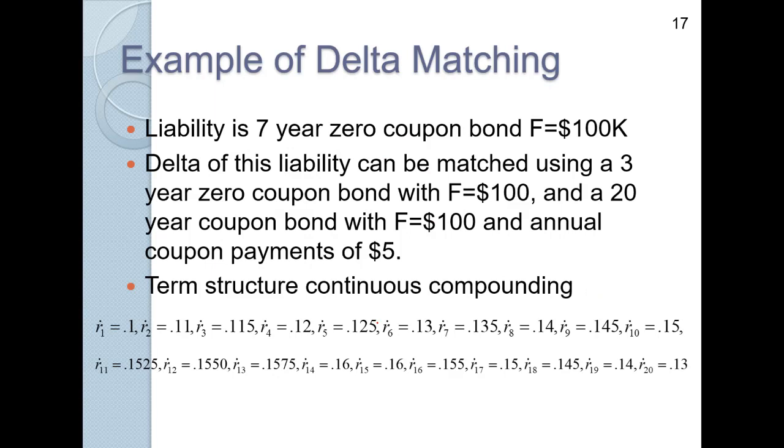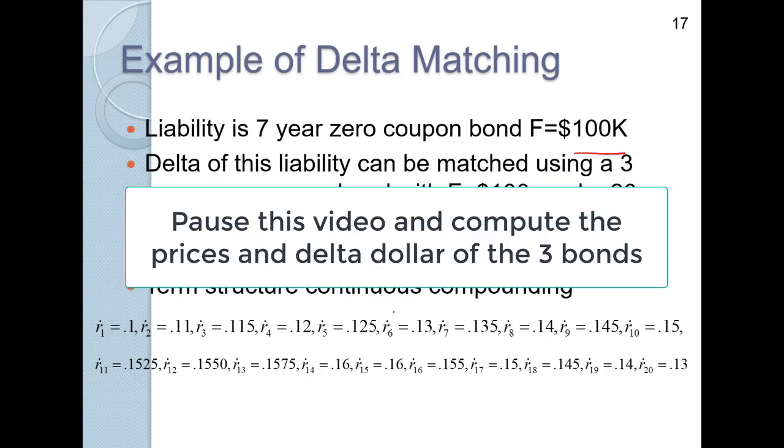We have a liability that is a 7-year zero coupon bond with a face value of 100,000. Then we're going to compute the delta of this liability, and you want to immunize it, that's a word that you use, with a 3-year zero coupon bond that has a face value of 100 and a 20-year coupon bond that has a face value of 100 and an annual coupon of $5. This is the term structure with continuous compounding.